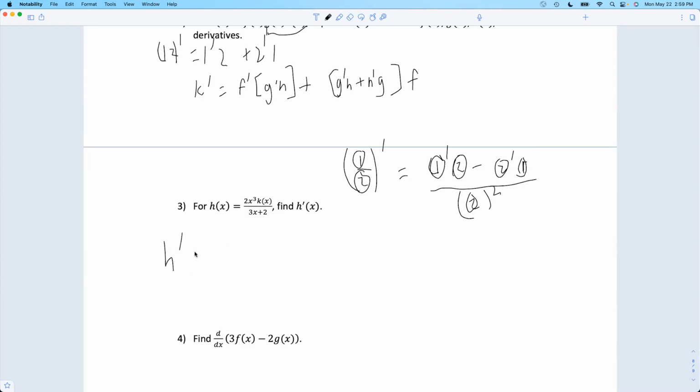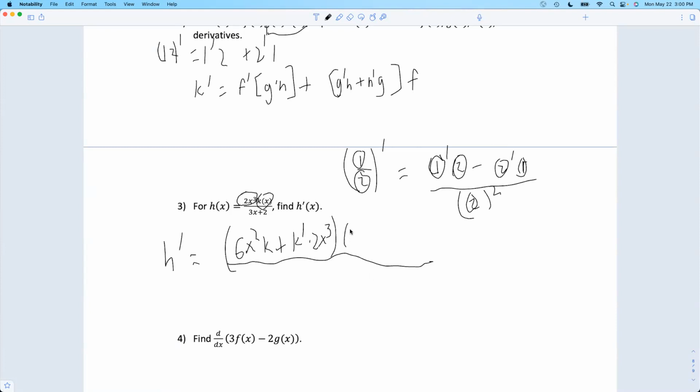H prime will be derivative of the top. Oh, I got to use product rule there. So what's the derivative of the top? Here's my first. I'm going to call this guy here my first function. This one my second. I'm only working on this part right here, derivative of the top. That would be 6x squared times k. That's derivative of the first times the second. Plus derivative of the second times leave the first alone. That's all just derivative of the top. That's all I've done is this.